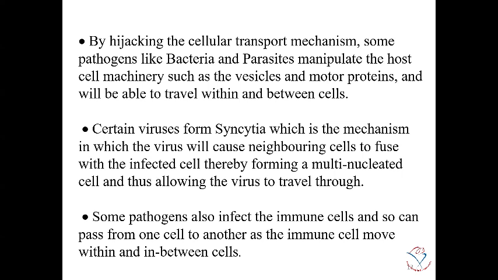Equally, some pathogens also infect the immune cells, like the CD4 cells. When HIV comes, the first attack is on those. And then when it attacks and reduces their number, it tries to make them not recognize those cells. So some pathogens will attack the immune cells, and so can pass from one cell to another as the immune cell moves within and in between cells.